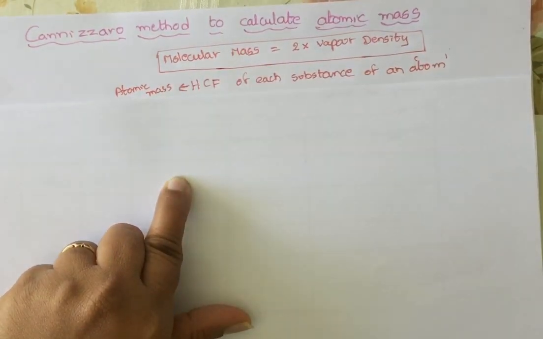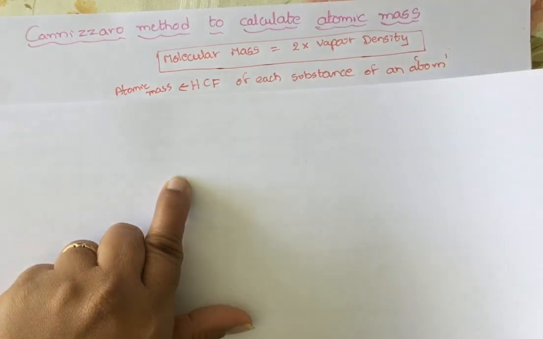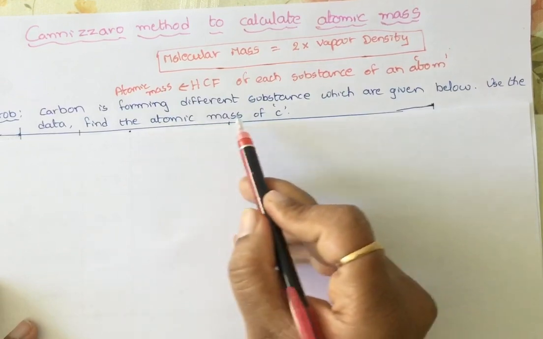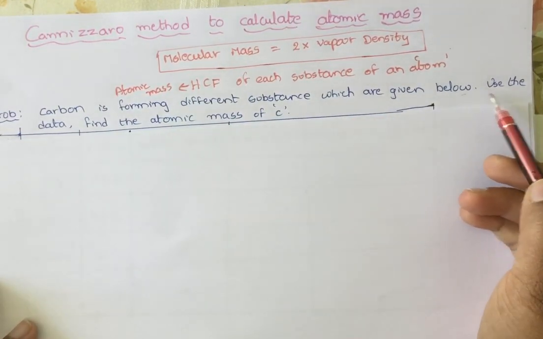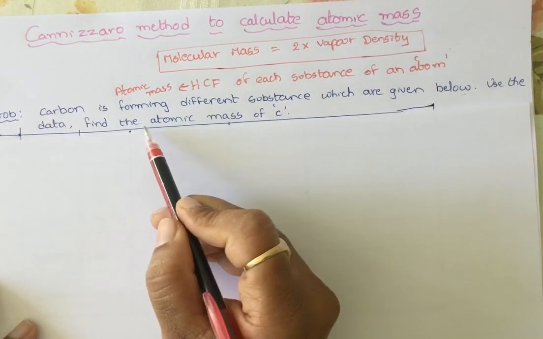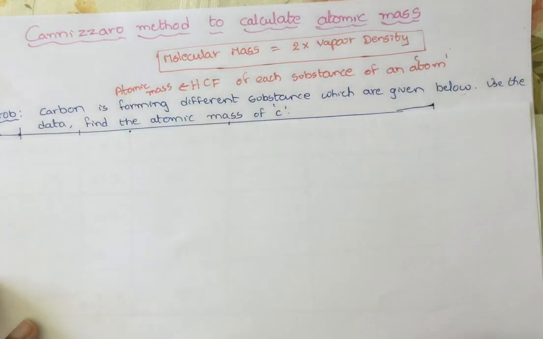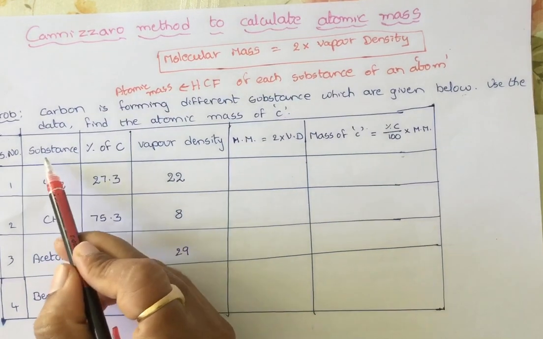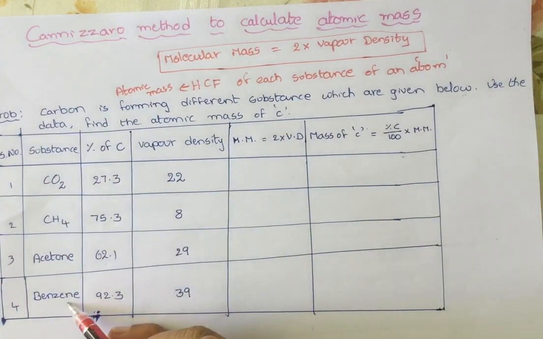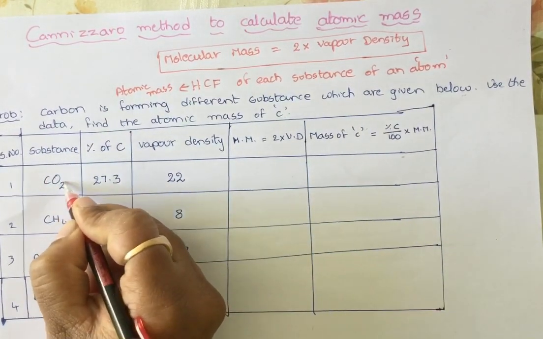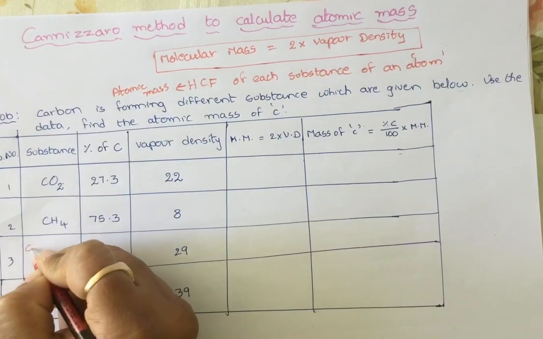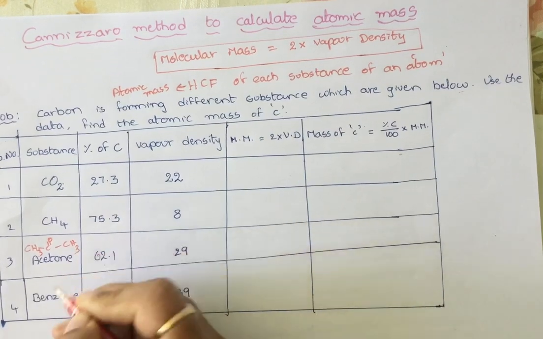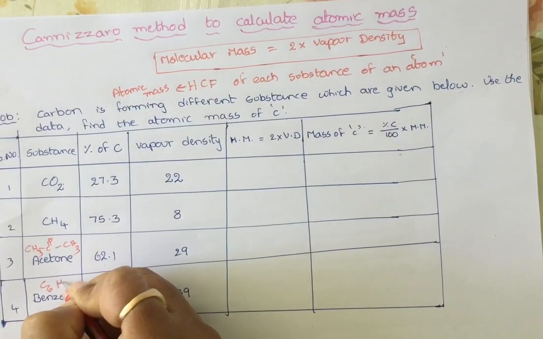Let me explain this with a problem so that you can understand clearly. Here they gave a problem that carbon is forming different substances which are given below. Use the data and find the atomic mass of carbon. Four different substances forming with carbon are given: carbon dioxide, methane, acetone, CH3COCH3, and benzene, C6H6.